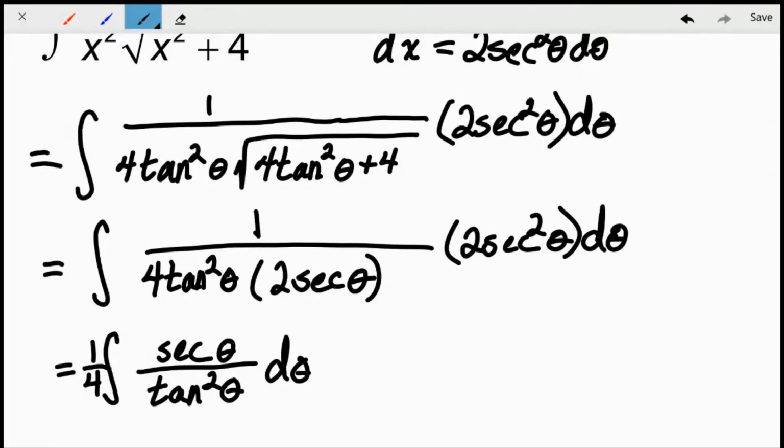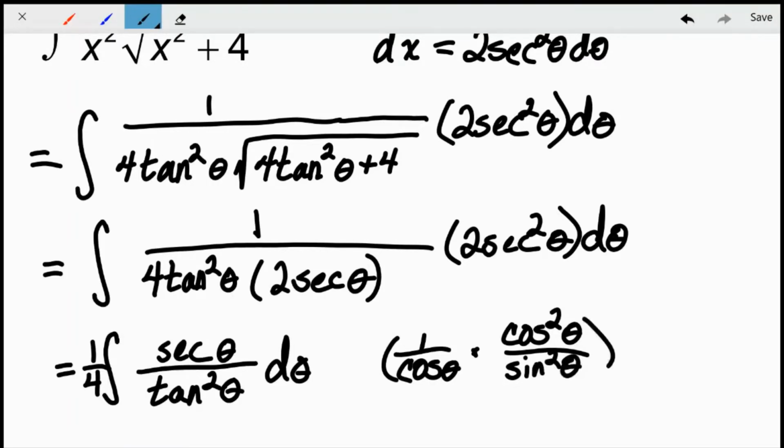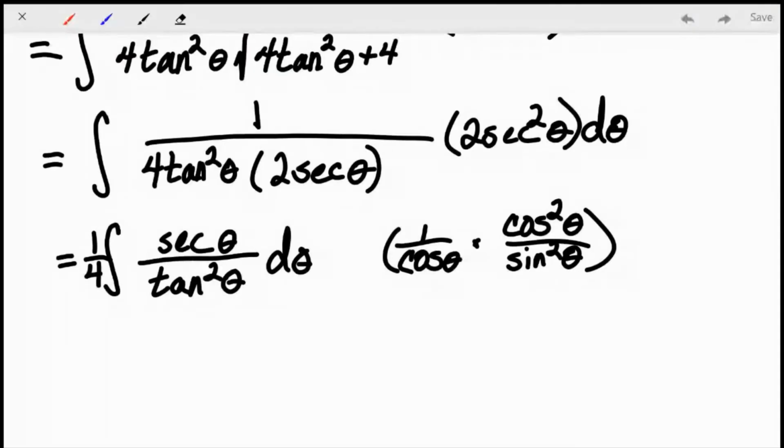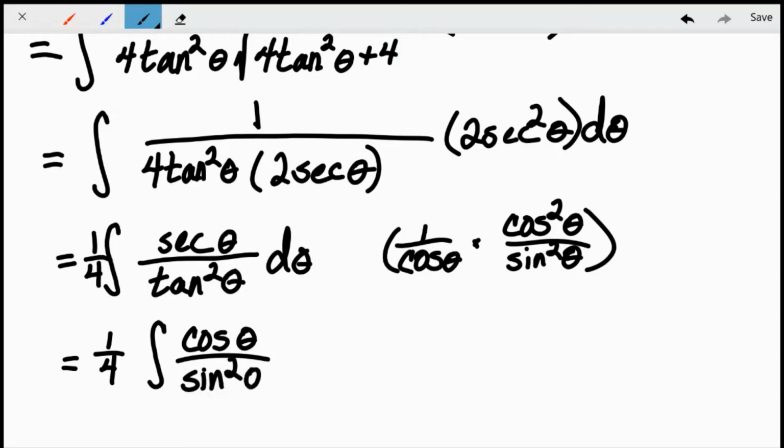Keep in mind, secant's the same as 1 over cosine. So what I'm going to do here is think of secant as 1 over cosine theta. And then dividing by tangent squared is the same as multiplying by cosine squared theta over sine squared theta. This is the simplifying that I'm doing to get from the step that I'm on to my next step. So I've got a 1/4 out in front here, and this whole thing is going to become cosine theta over sine squared theta d theta.